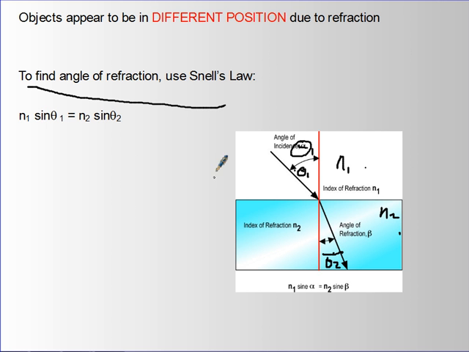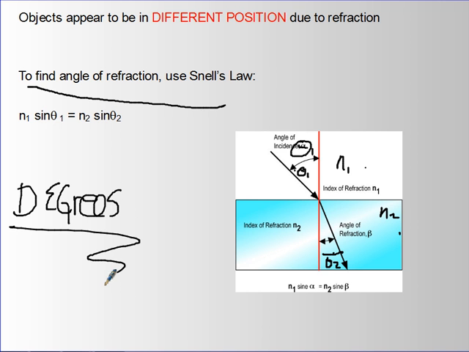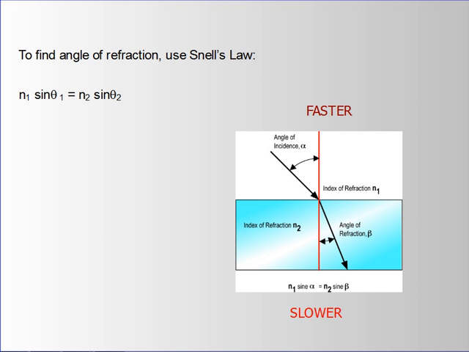Now, one more thing. You must be in degrees. In physics, we always give it to you in degrees. We never give it to you in radians. So, remember, from a faster medium to a slower medium, it's going to bend toward the normal. And you can find the actual number by N1 sine theta 1 equals N2 sine theta 2.